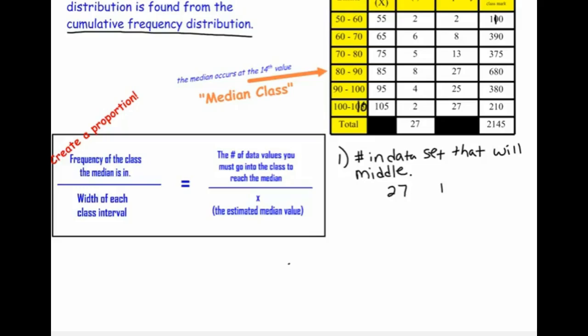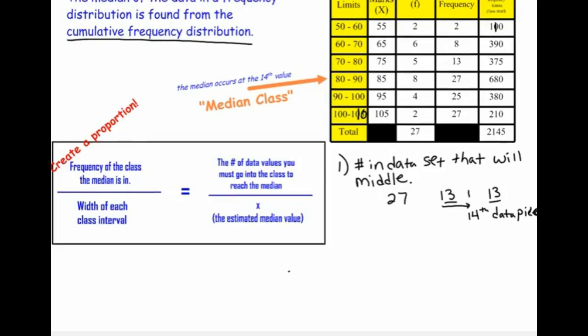So I would say I'd have 13 data pieces ahead, 13 data pieces after, and then this one in the middle would be my median, wouldn't it? So if I went in 14 data pieces, I would hit my median. So the 14th data piece would be where my median occurs.